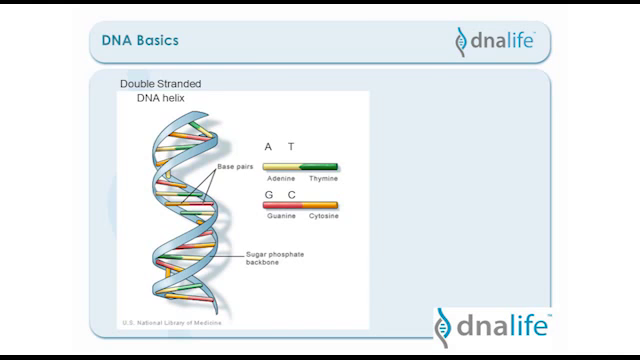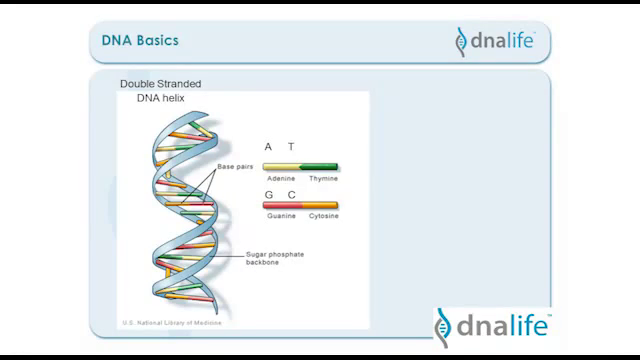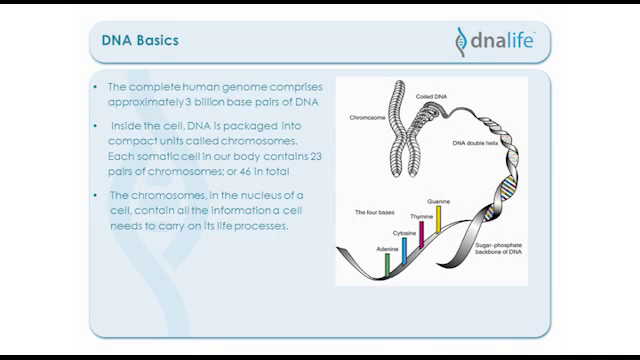I'm sure it looks familiar from a few years back when you were in high school studying your biology. This is one of the most recognizable structures in biology, the double-stranded helix that makes up our DNA, our hereditary material. The complete human genome, which is the total genetic complement that every individual has, comprises approximately 3 billion base pairs of DNA. All of these packaged into small units in the nucleus of our cells called chromosomes.